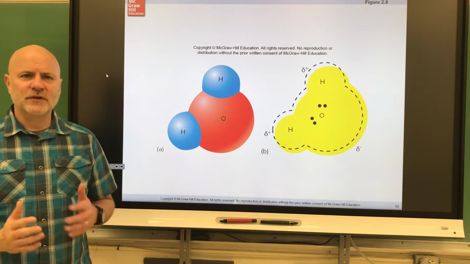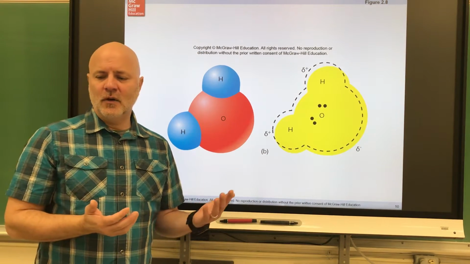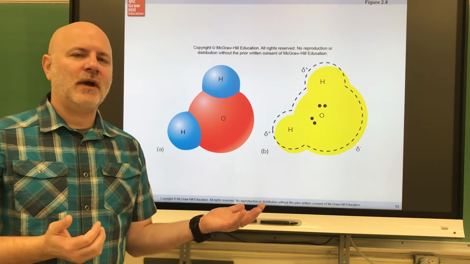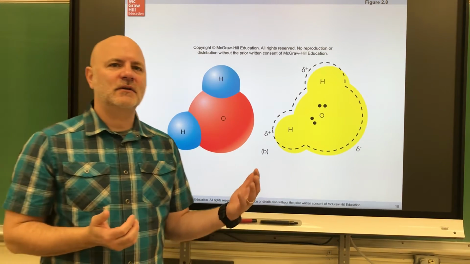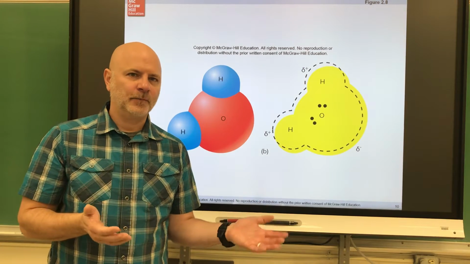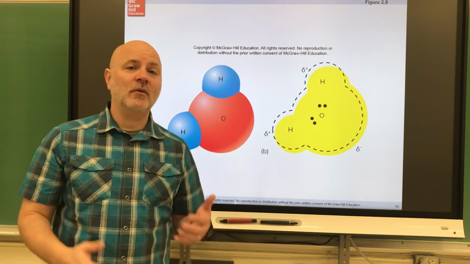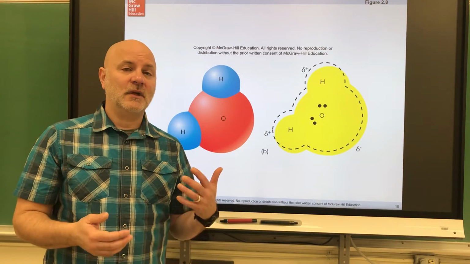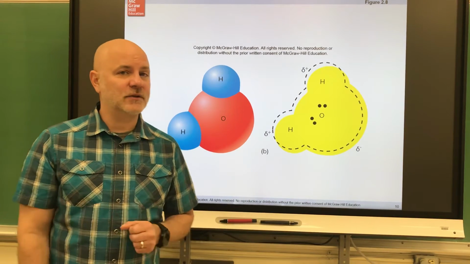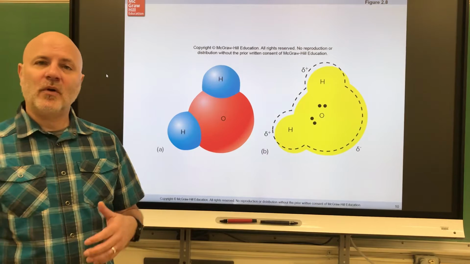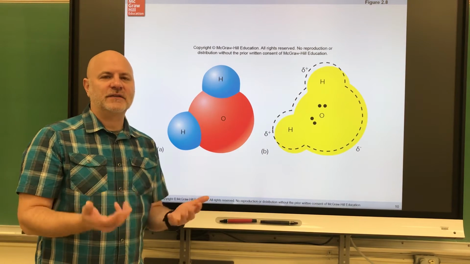All right? And so this is polar covalent bonding. So in covalent bonding, what we create are molecules that are non-polar. All right? They don't have a charge throughout. In polar covalent bonding, we create polar molecules. So they have a positive end and a negative end to them. All right? And this is going to be important when we talk about what like dissolves like.